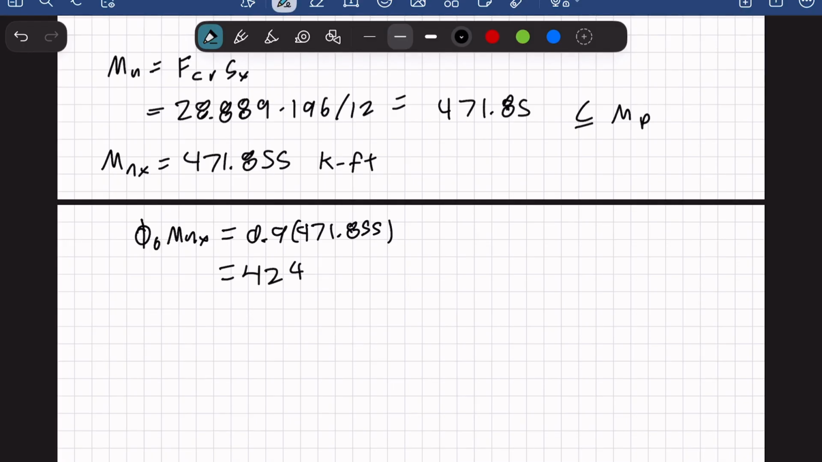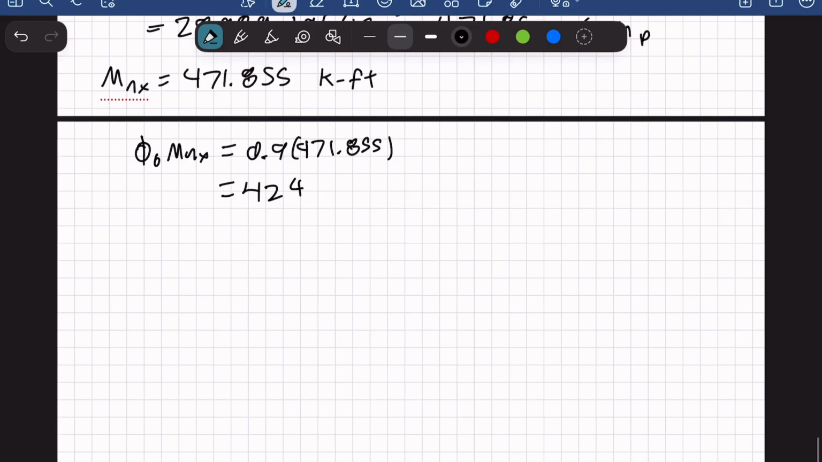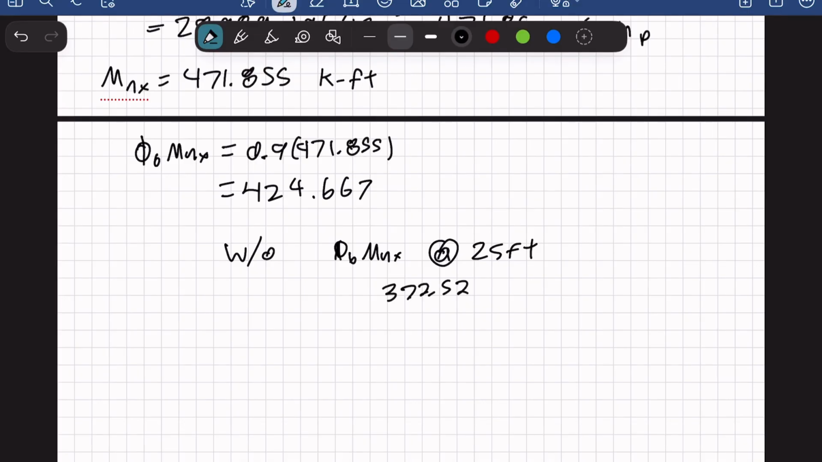Now, there's an interesting characteristic about this in that the value in the table is going to have 1.14. So if we want to check it against the value in the table, we're going to take this and we're going to divide out the CB, because CB is not accounted for. So that gives us, it should be phi MNX at 25 feet should equal 372.52. We'll go check this at an unbraced length of 25 feet.